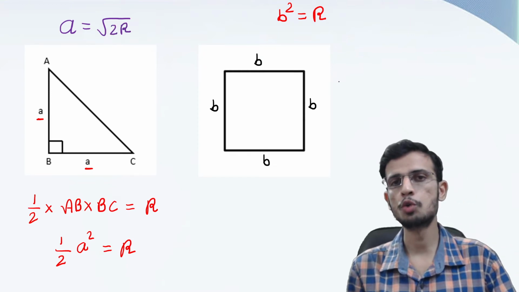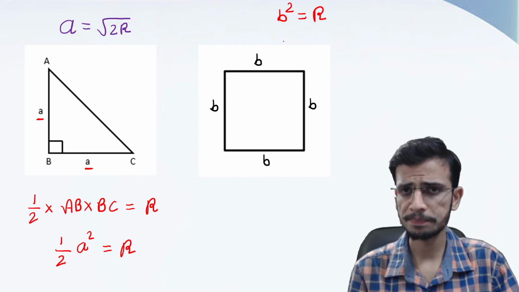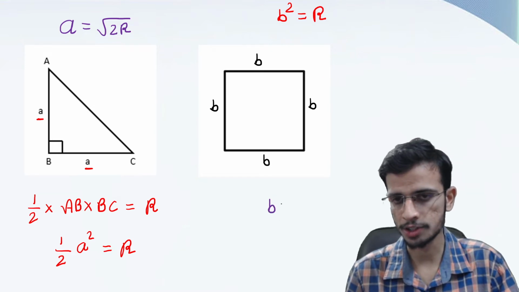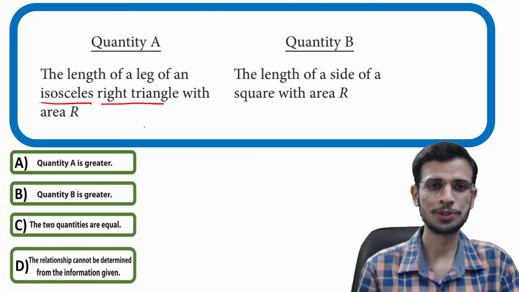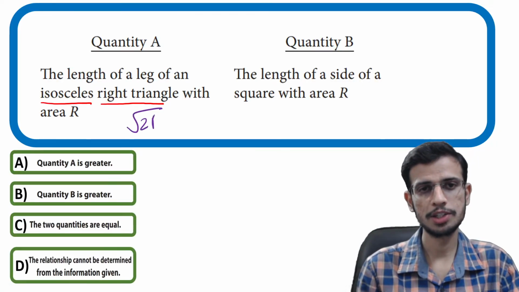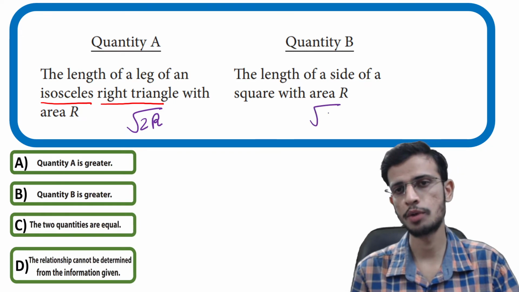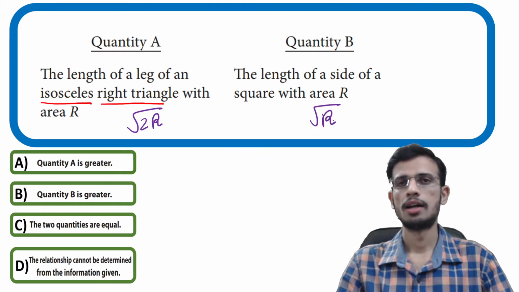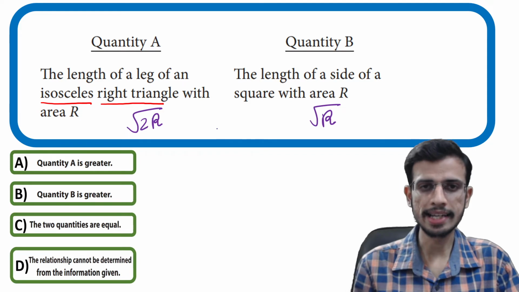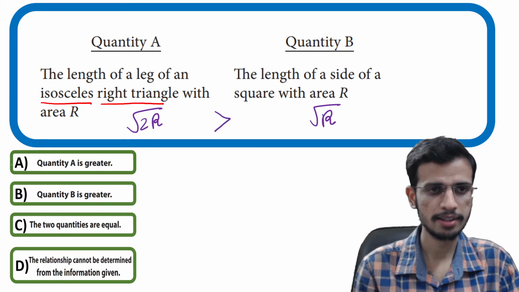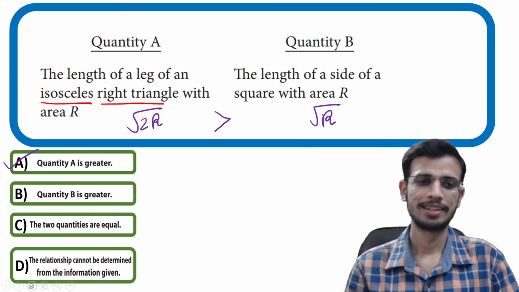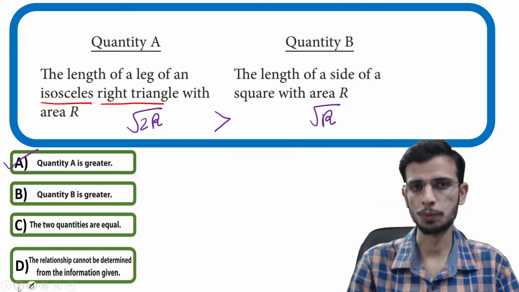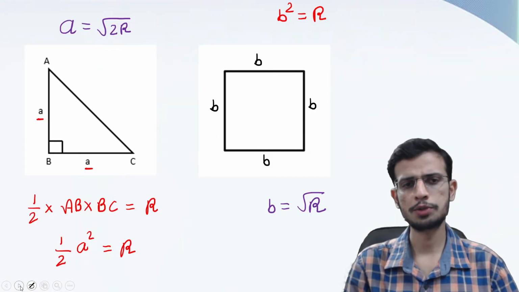Square root of 2R. What will be value of B? Side length of square is square root of R. So A is square root of 2R, B is square root of R, and we can say quantity A is greater than quantity B, right? You take the ratio, it will become root 2. So this was very easy question.